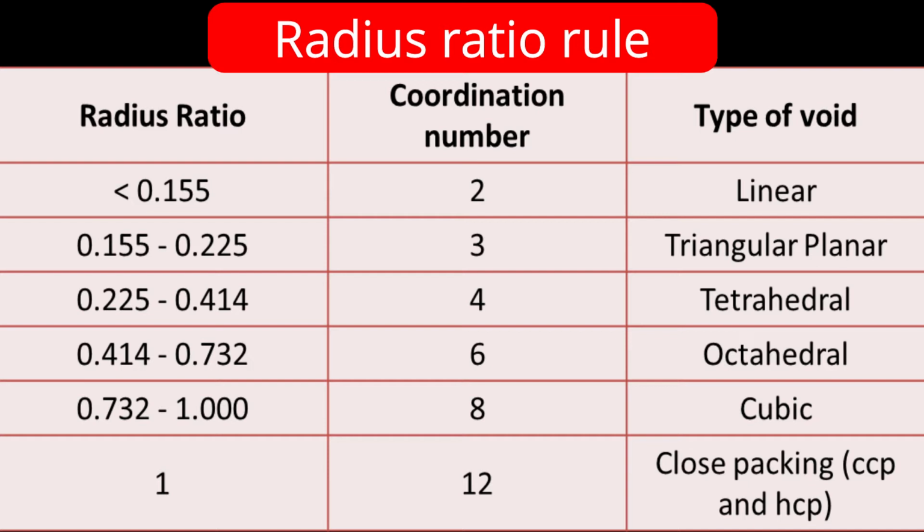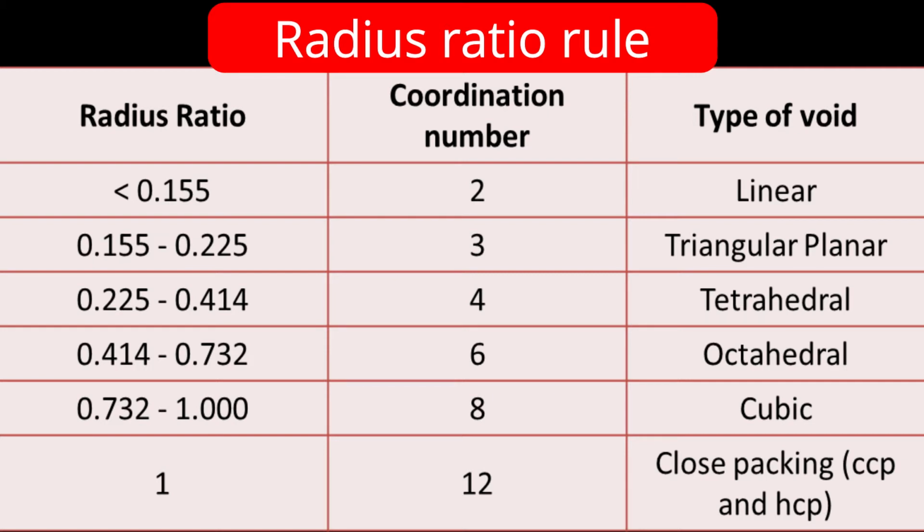If it is between 0.225 and 0.414, the type of void will be tetrahedral and the coordination number 4. If the type of void is octahedral, then the radius ratio should be 0.414 to 0.732 and the coordination number 6. If the void is cubic, then the coordination number will be 8 and the radius ratio will range between 0.732 and 1.